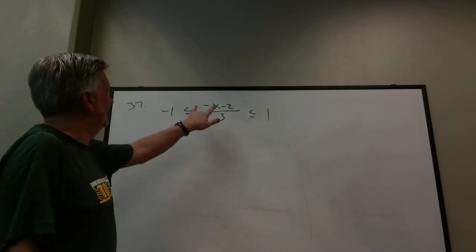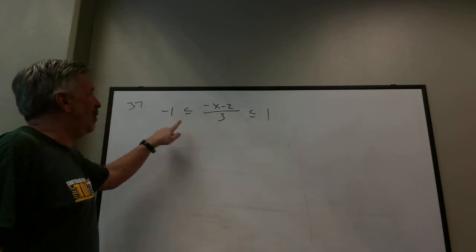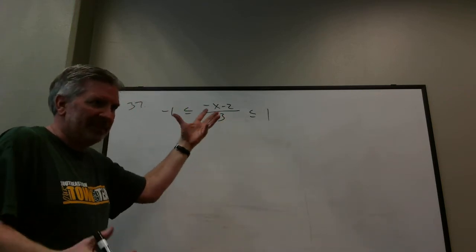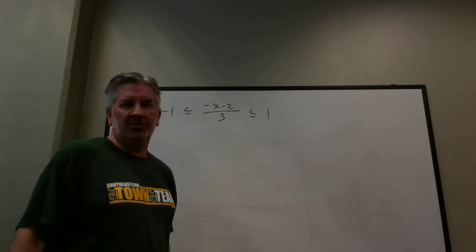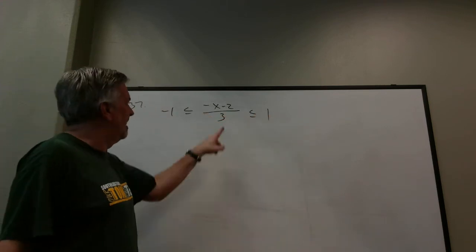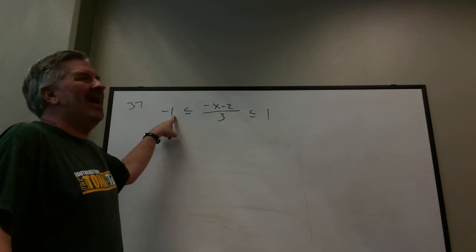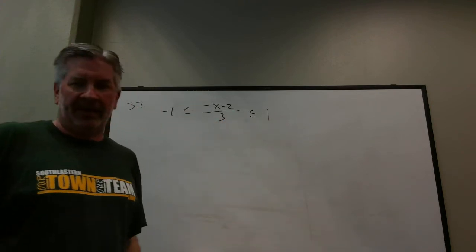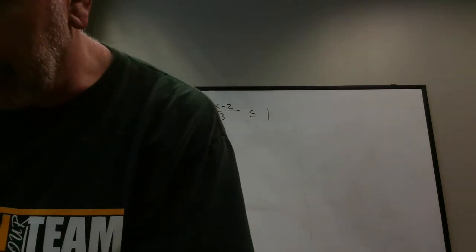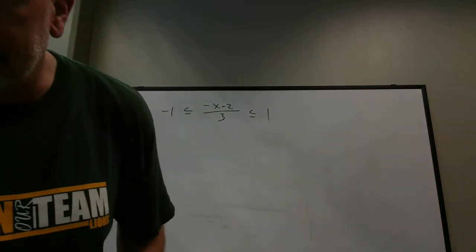Now what this means is this is bigger than or equal to negative 1 and, compound means and here, and that is less than or equal to 1. Okay, so it's an and statement. That is bigger than or equal to that, while at the same time this is less than or equal to that. Okay, it says solve and then graph the solution set.